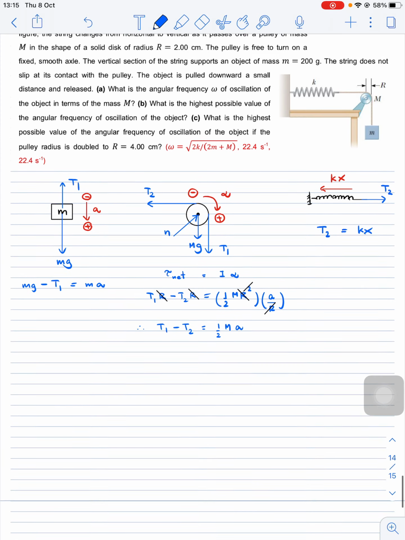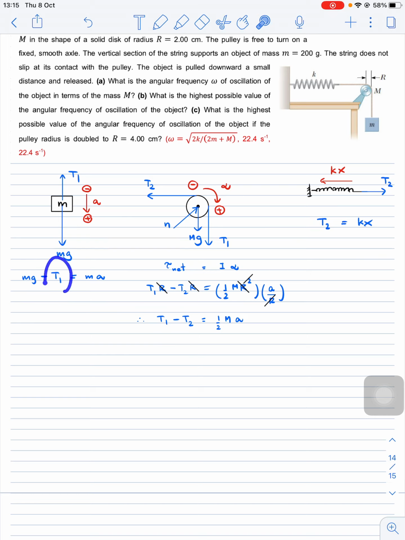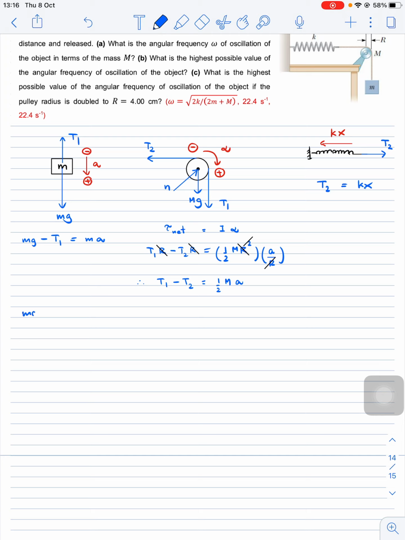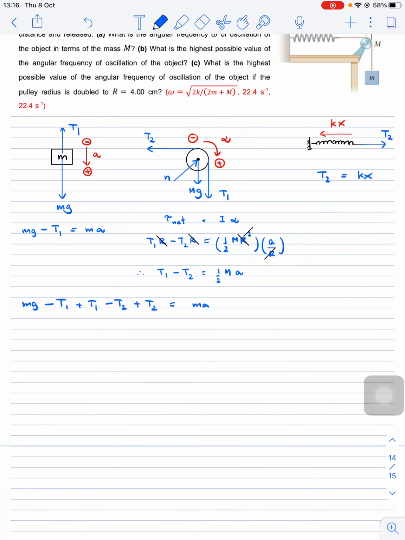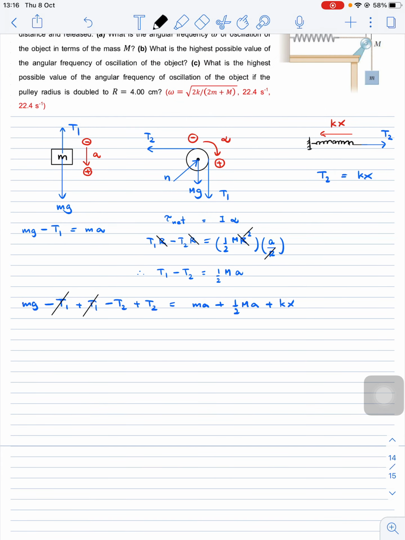And that's it. Okay, so now we have three equations, 1, 2, 3, and we have three unknown variables, T1, T2, and a, right? Then we can just solve in this case. So let's combine these three equations together. On the left-hand side we have mg minus T1 plus T1 minus T2 plus T2. Now on the right-hand side we have m a plus 1/2 capital M times a plus kx, right? Then T1 cancels out with T1, and T2 cancels out with T2, right?